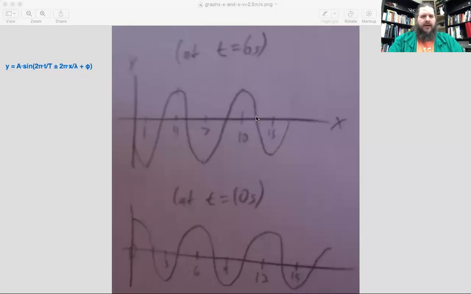So here we've got two waves, or sorry, one wave, but two graphs of it. In this case, instead of having an X graph and a T graph, we have two X graphs. I forgot to label that one, but two X versus Y graphs at different times. One of them is a snapshot of the wave at 6 seconds, and the other a snapshot of what the wave looks like at time 10 seconds.